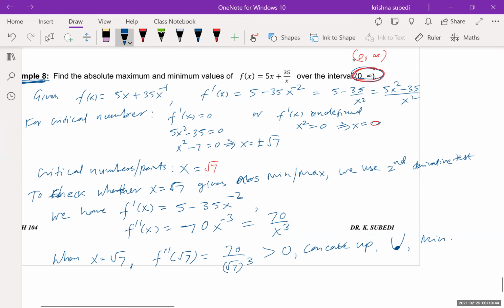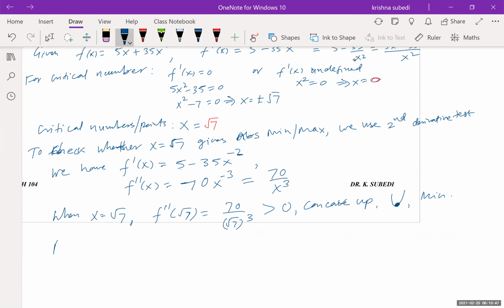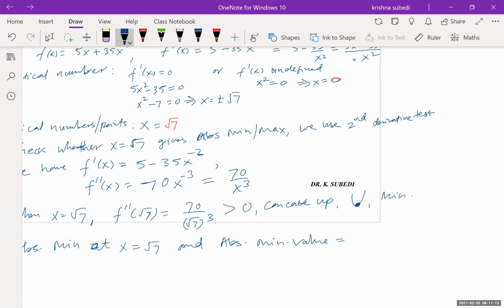Okay, so absolute minimum occurs at x equals square root 7, and the absolute minimum value, you just plug into the function, equals f of square root 7.